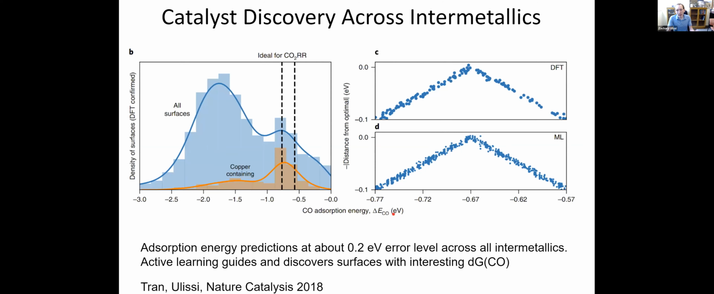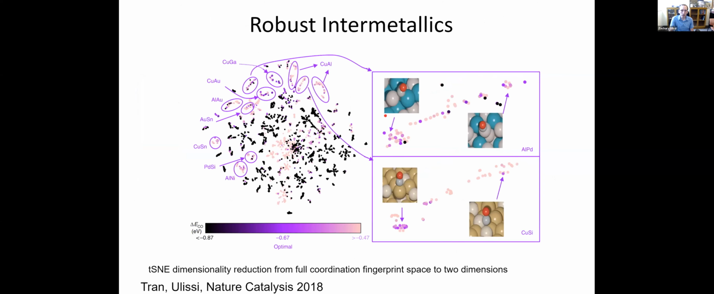Okay, we applied the workflow. We found a lot of materials that were interesting. About half of the materials in this sort of window were copper containing. About half of them had no copper whatsoever. That was quite exciting. There were more things than we could actually verify with DFT. And what we did was we were talking to experimental collaborators at the University of Toronto, and we said, look, we have all these materials that we think are interesting, various compositions, and quite a few of them we've done DFT calculations, and they say they should have a really interesting CO and hydrogen binding energy. So why don't we go ahead and test some of these things experimentally?